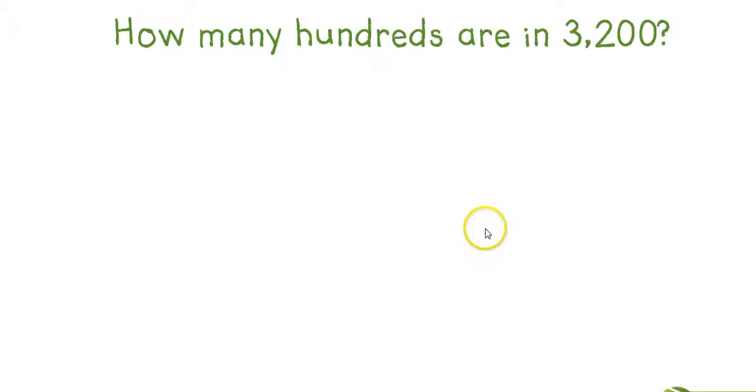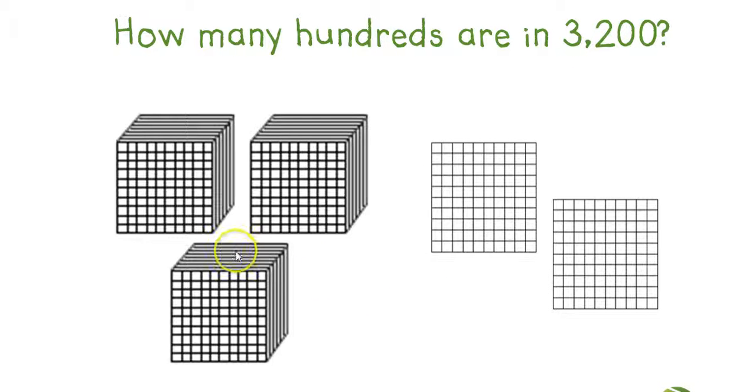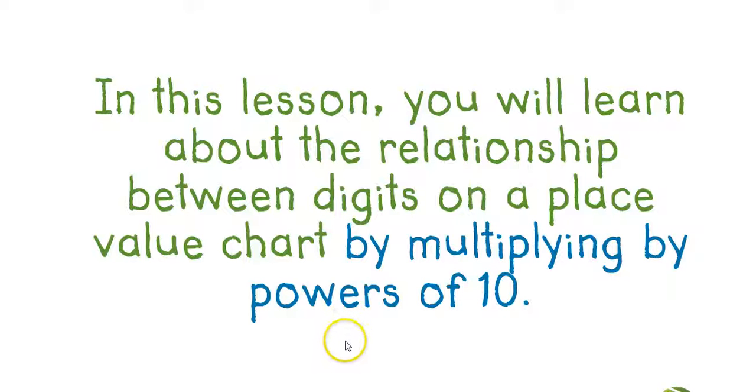How many hundreds are in the number 3,200? Here we see 3,000. These are 1,000 blocks, and 200. That's what we're going to be discussing in the video today. In this lesson, you will learn about the relationship between digits on a place value chart by multiplying by powers of 10. Let's review really quick.